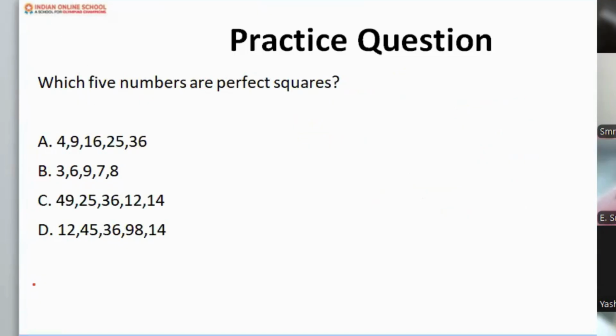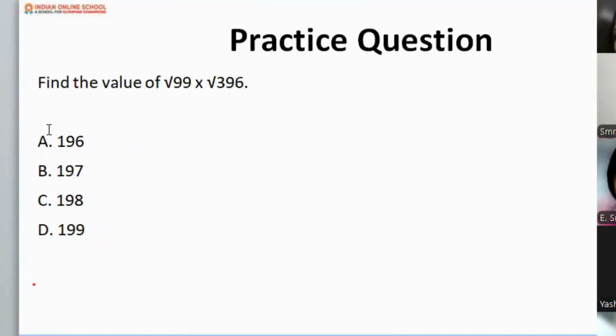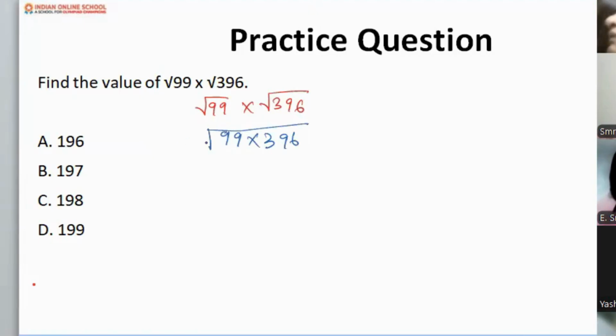Which 5 numbers are the perfect square numbers out of the options? Ma'am, option A. Option A. Now we need to find the value of root 99 times root 396. How can we solve it? Simply we can write it as 99 times 396, the entire root. But how do we solve it?